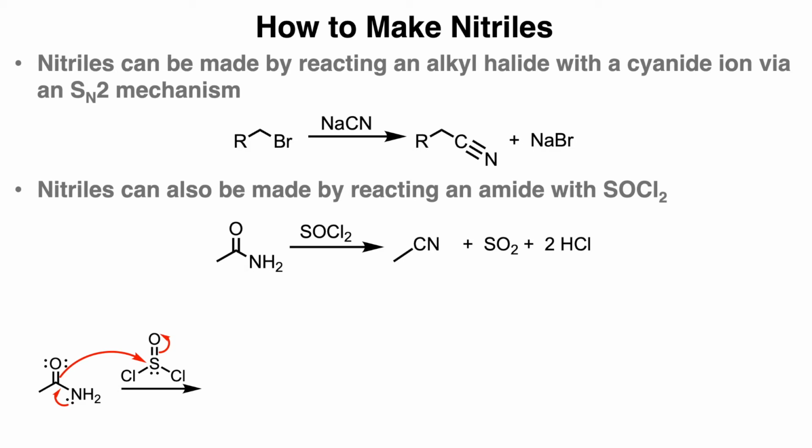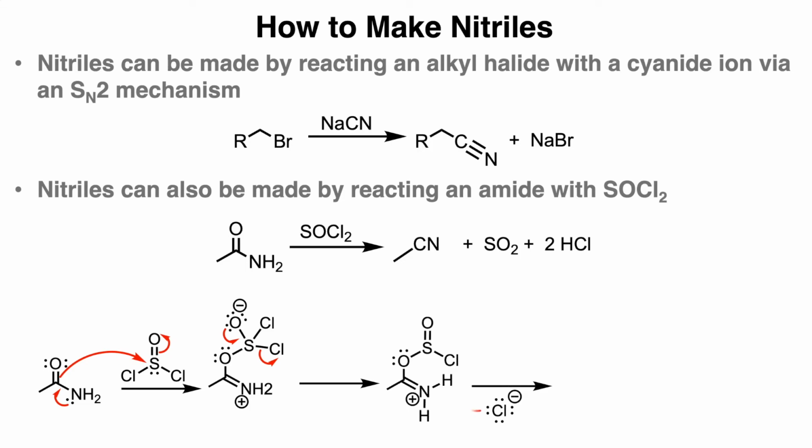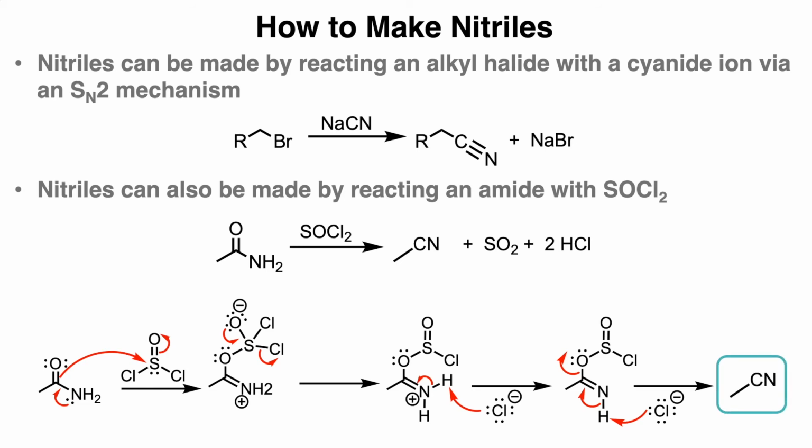Then the sulfur-oxygen pi bond breaks to form a new lone pair on oxygen, which forms the zwitterion intermediate. One of the lone pairs on oxygen comes down to reform the pi bond and kicks off one of the chloride ions. The Cl- comes in to deprotonate the hydrogen atom to form a lone pair on nitrogen. Then another Cl- comes in to deprotonate the next hydrogen atom. The NH bond moves over to form the triple bond, and SO2Cl leaves to form the nitrile product.